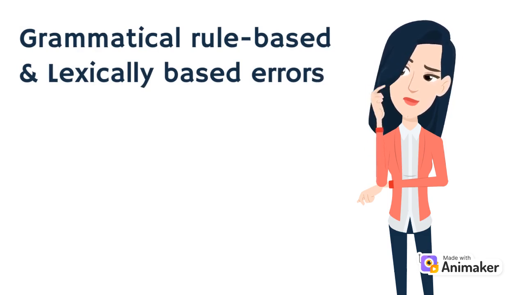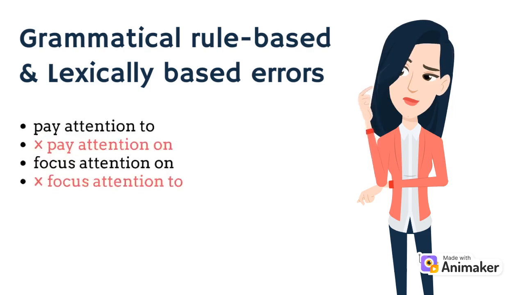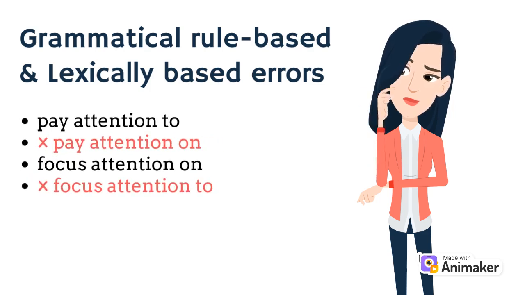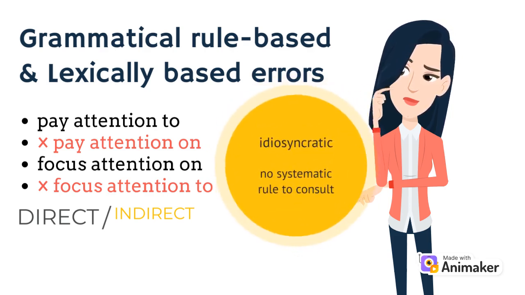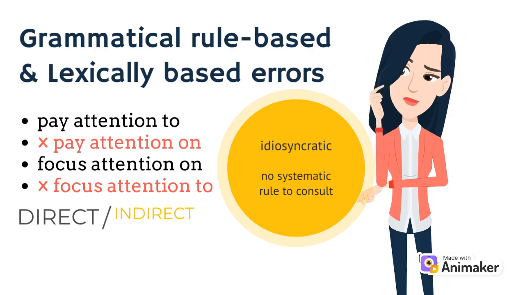For example, the choice of preposition in pay attention to, rather than pay attention on, and focus attention on, rather than focus attention to. Grammar errors are relatively easier to be addressed by providing direct and indirect feedback. However, identifying and providing your students feedback on lexical errors might be more challenging for you. It is because these word uses are idiosyncratic and have no systematic rule to consult.